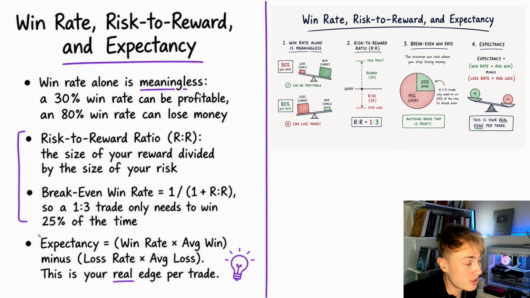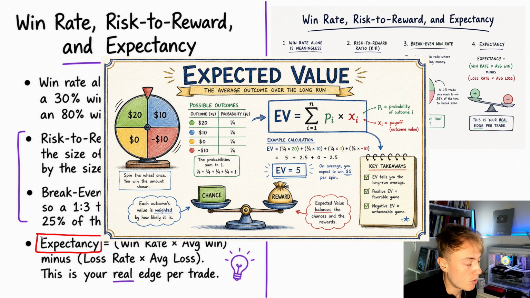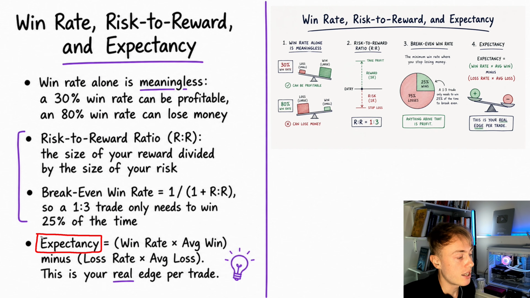But now last, but definitely not least, we need to learn about expectancy, or in other words, expected value. And the expected value is simply when you take your win rate times how much you win on average, minus your lose rate times how much you lose on average. Because this is actually your real edge. This is how much you expect to earn per trade.